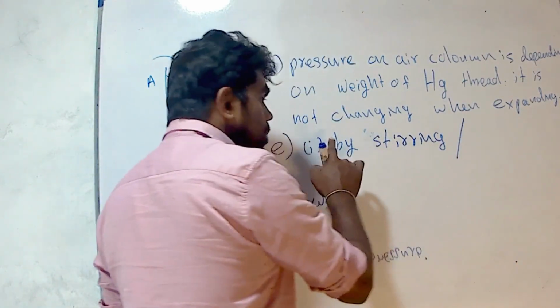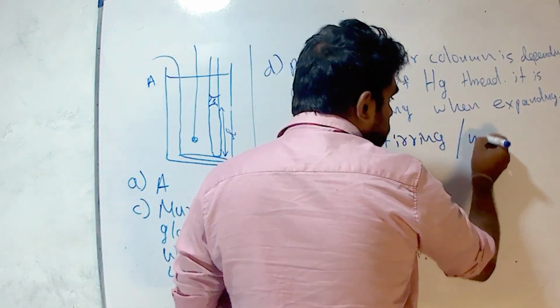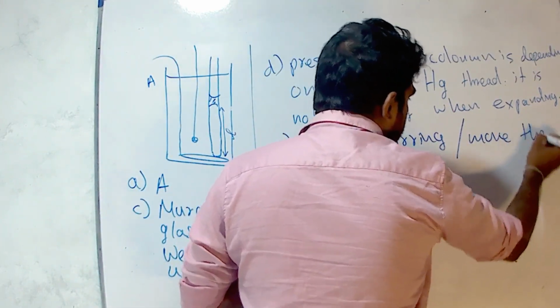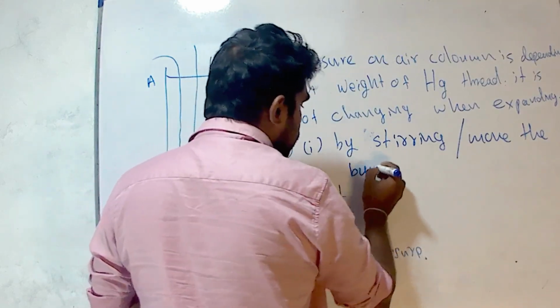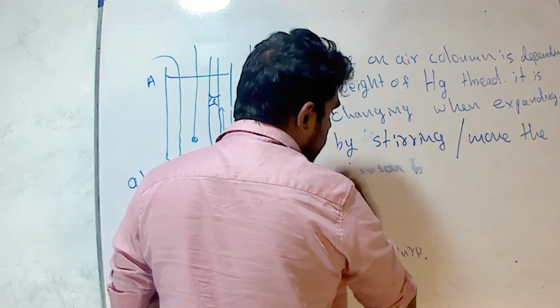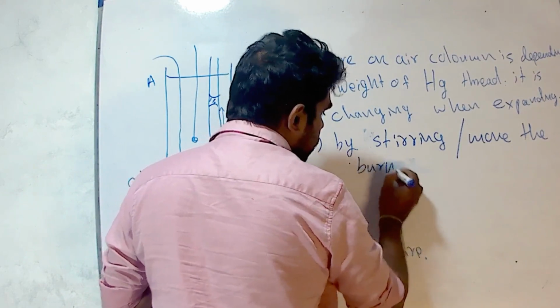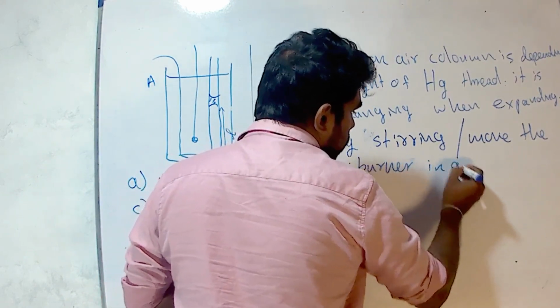Therefore, we can write by styrene O, move the Bunsen burner, move the burner in and out.